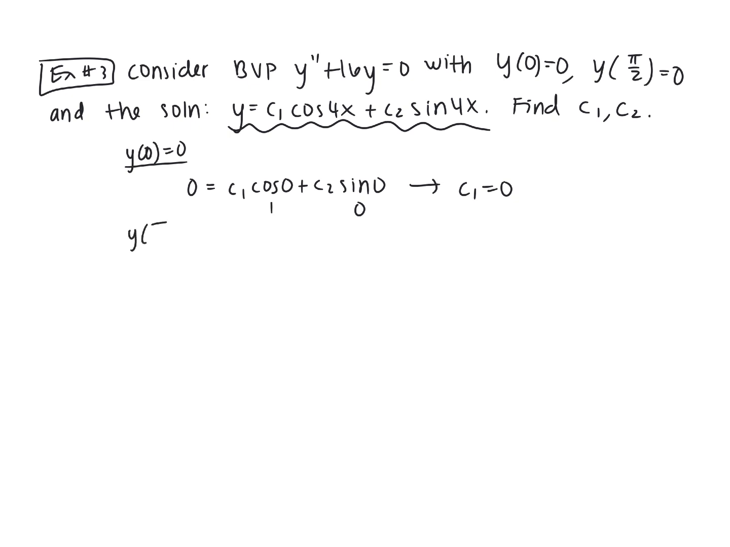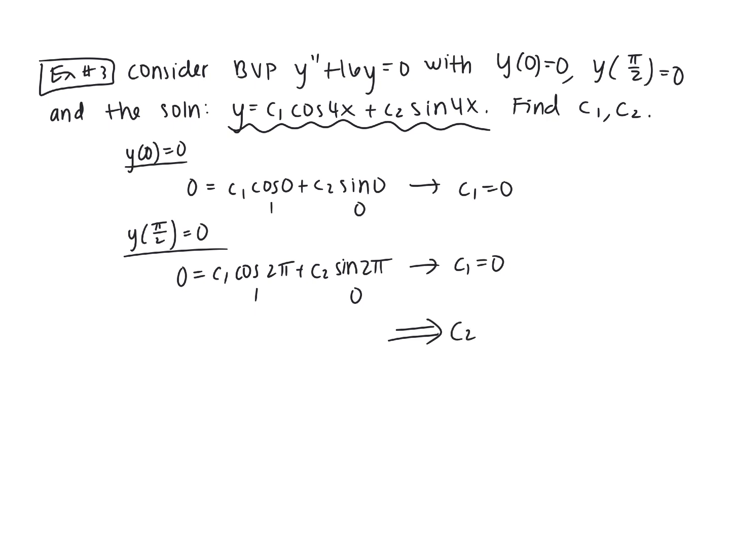So then if we try y of pi over 2 is equal to 0, we get 0 is equal to C1 cosine of 2 pi plus C2 sine of 2 pi. Well, sine of 2 pi is 0. Cosine of 2 pi is 1. So again, we get C1 equals 0. What that tells us then is that C2 is arbitrary. Our solution is y equals C2 sine of 4x.